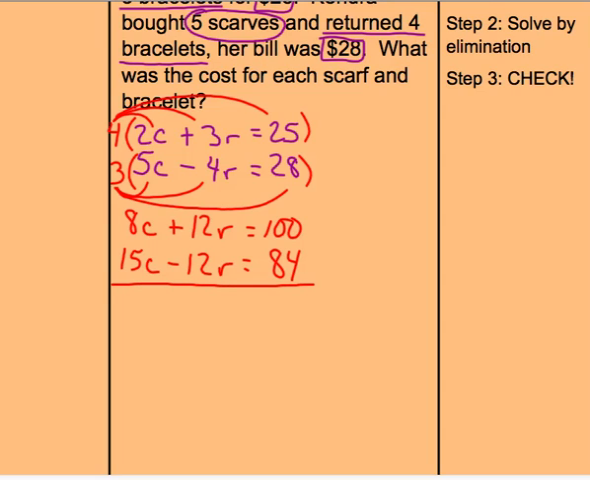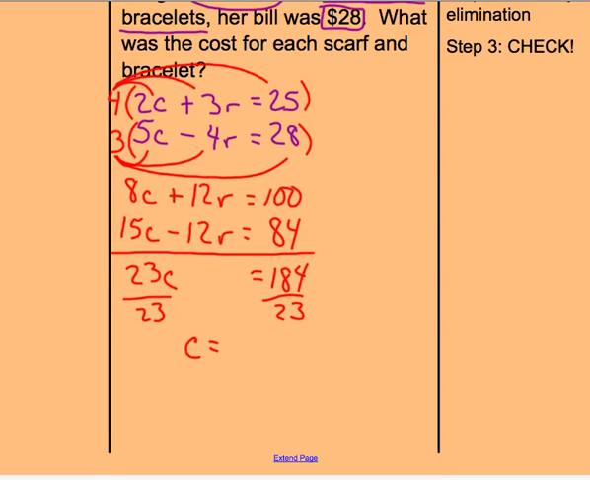Adding our equations together, our R's eliminate. 8 plus 15 is 23. Dividing both sides by 23. Let's see, we have the cost per scarf as, I'm thinking 7, but let me double check that one real quick. It's 8. Because 23 times 8 is 184: 20 times 8 is 160, and 3 times 8 is 24, for a total of 184. So the cost for each scarf was $8, and now we need to find the cost for each bracelet.